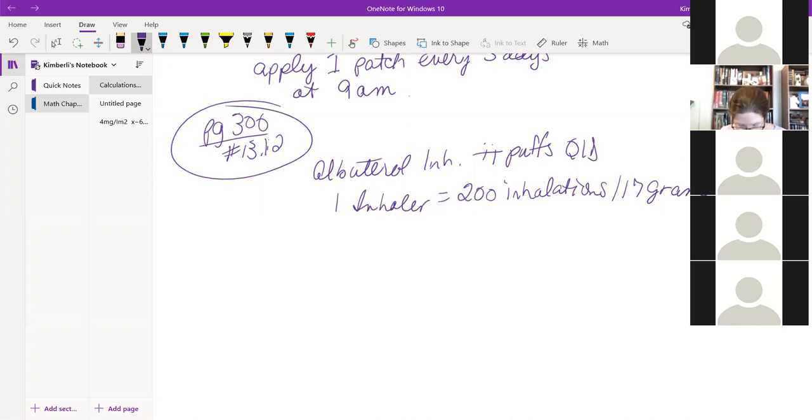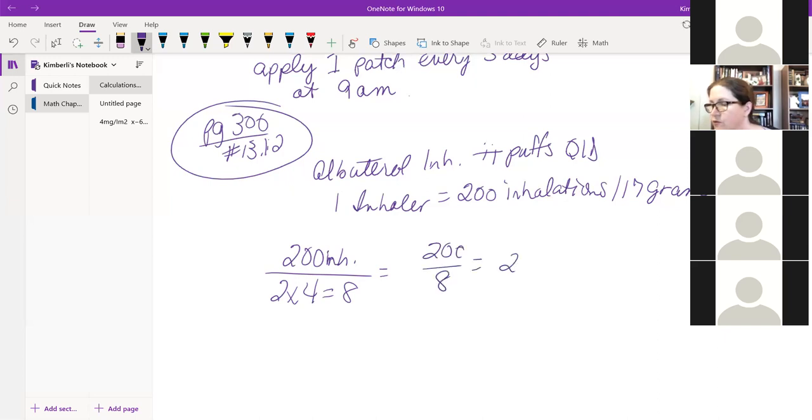So let's look at the math on this one. They have 200 sprays, right? And they're going to get two inhalations four times a day. So the most they're getting is 200 inhalations. And they're taking two sprays four times a day. So 200 divided by 8 gives you 25 days. Now that's a maximum dosage on this.